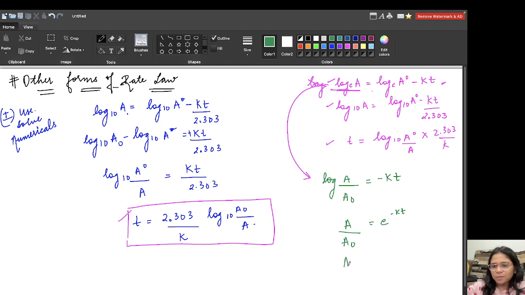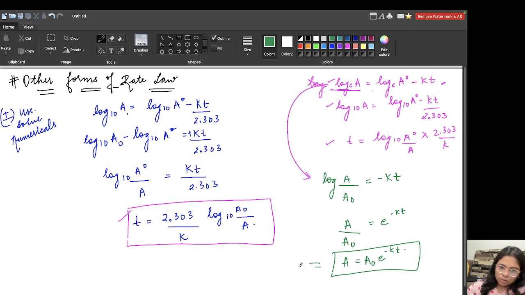Now, just cross multiply it. A is equal to A naught e to the power minus kt. So this is also another form of equation, how we can write it. This is the exponential form. A is equal to A naught e to the power minus kt. Okay, so there are four forms which we can use in this fashion.